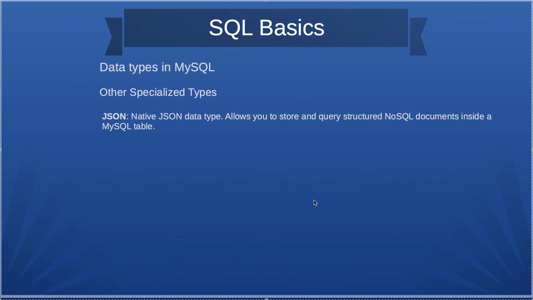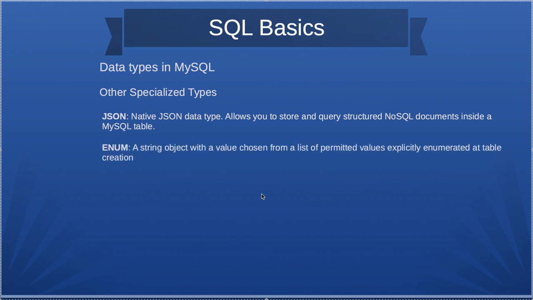So however it stores NoSQL in the JSON data type. Okay, this is a specialized data type. Okay, so enum. If you have worked with programming languages like Java, C#, you must know about enums. It's a string object with a value chosen from a list of permitted values, explicitly enumerated at table creation. So at the time of table creation, you can do it.